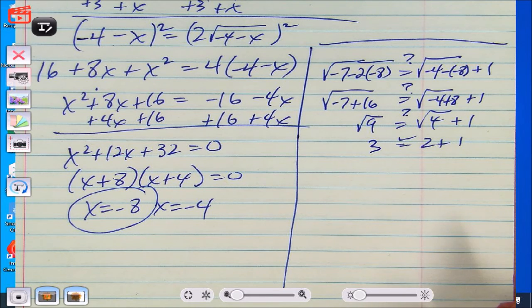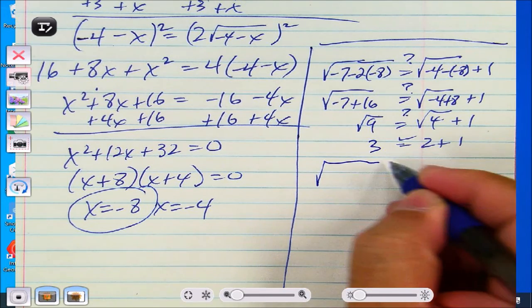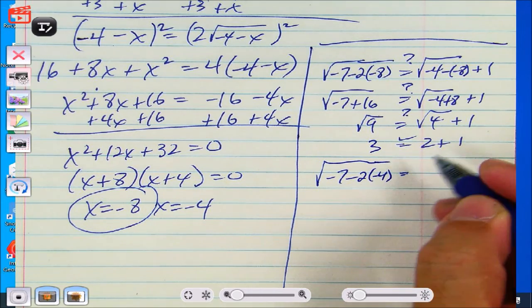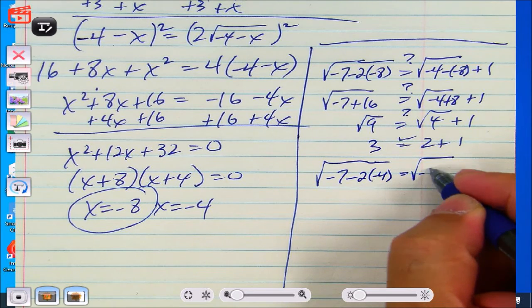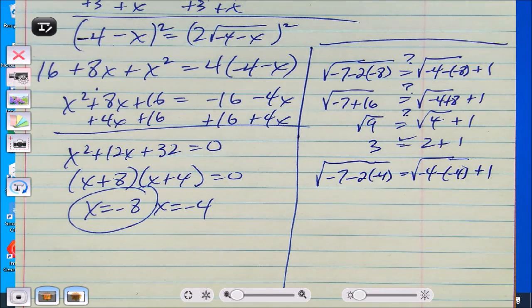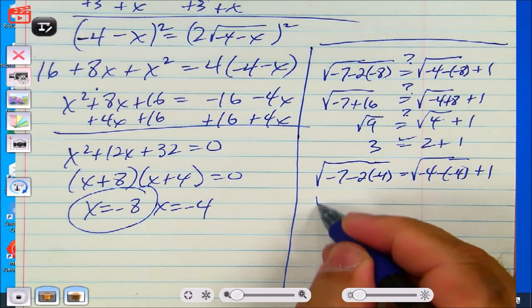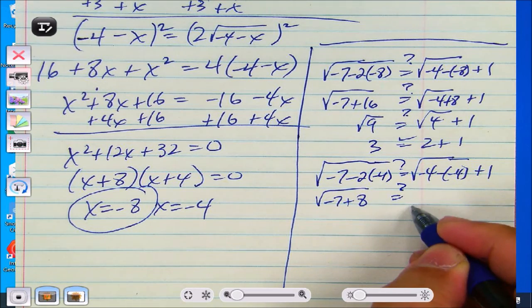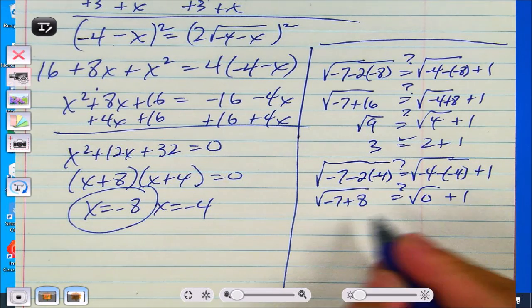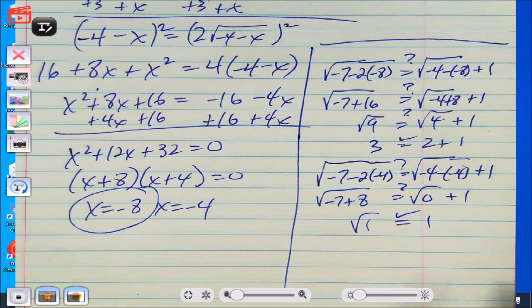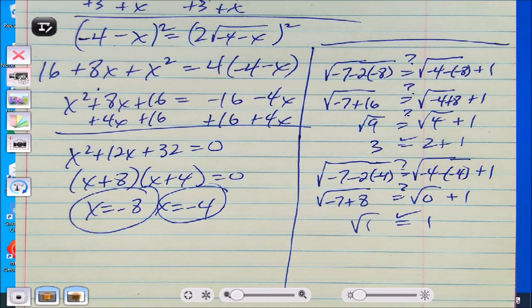Alright. Checking the last one. Square root of negative 7 minus 2 times negative 4. Is that equal to the square root of negative 4 minus negative 4 plus 1? That's the square root of negative 7 plus 8. That's the square root of 0 plus 1. Square root of 1. Yes, that works. So both of them work. And there were negative answers.